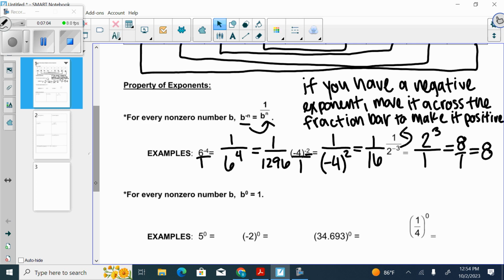Alright, so if it's negative and it's in the top, move it to the bottom. If it's negative in the bottom, move it to the top. You're just going to move it across that line to fix the negative sign. So for example here, we had a negative 4, so I moved it to the bottom, right? But over here, my negative was in the bottom, so I moved it to the top. So all you have to do is move it across the line to make the exponent a positive, all right?